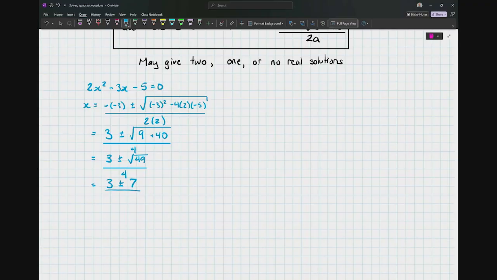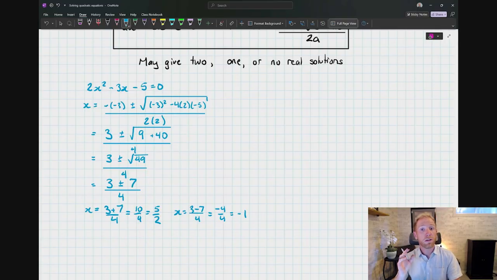3 plus or minus 7 divided by 4. And we get 2 different solutions out of this. We can either get x is 3 plus 7 over 4. That works as 10 over 4, or 5 over 2. And our other solution would be x equals 3 minus 7 over 4. That gives us negative 4 over 4, and that equals negative 1.